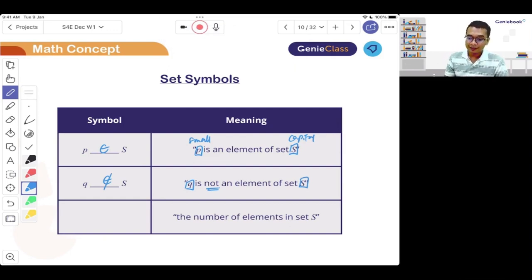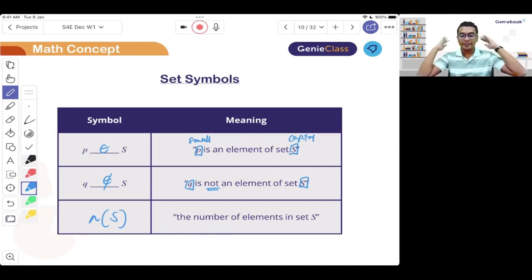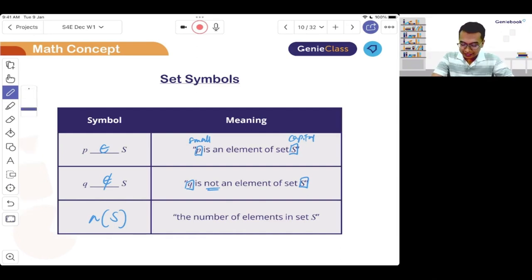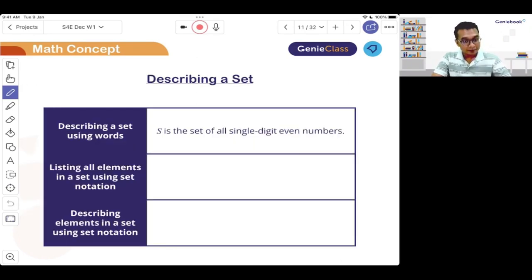So what about the number of elements in set S? Instead of writing that statement down, which is very lengthy, you can just use this symbol, n bracket capital S. So what this means is n is the number of, and the capital letter S refers to our set S. So if you read it together, it's the number of elements in set S. Okay, with that, let's move on to the next slide.